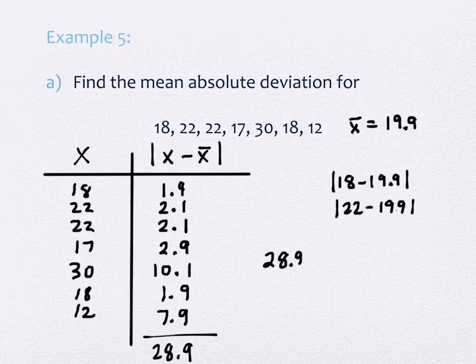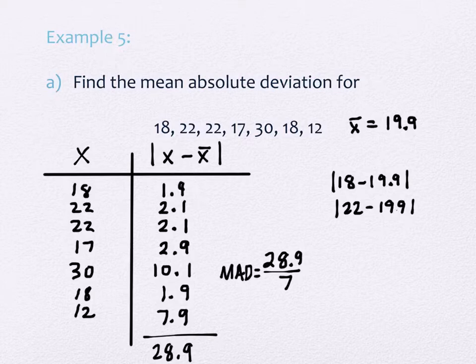This one isn't the squaring process. We'll do squares in a minute. Not going to do square roots either. This is an average one, so what's left in terms of my averaging? Divide it by 7.